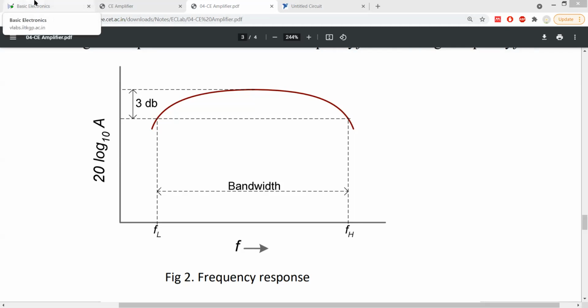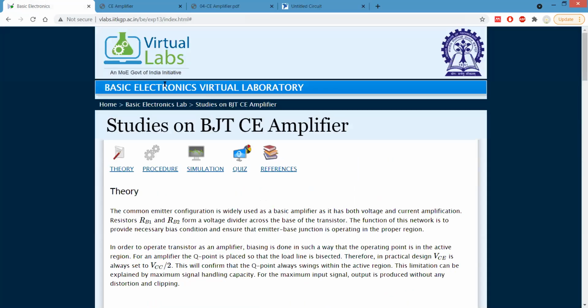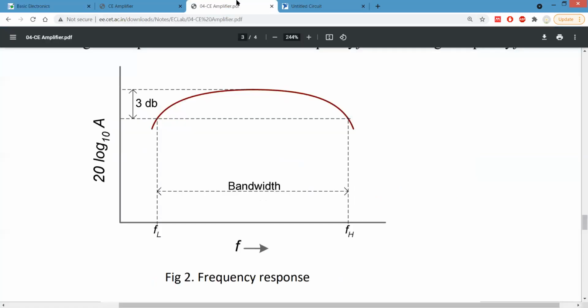Those are here on that VLab website, and resources and references are also given. NPTEL lectures are also there, and books are there. So if you want to explore, you can go through all of them.